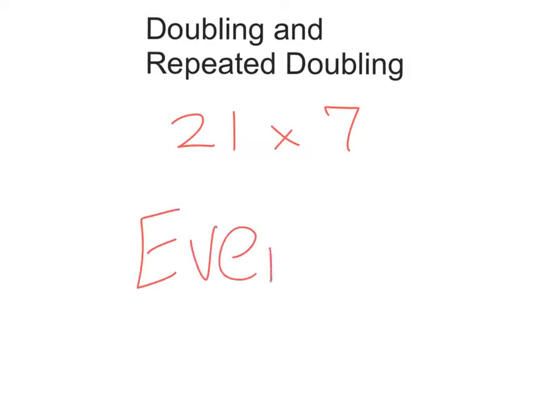As a last example, let's try this one. 3 times 9. Well, you can't cut 3 in half because it's an odd number. And you can't cut the 9 in half because it's an odd number. So the doubling and repeated doubling strategy does not work for this equation. It also wouldn't work if you had a number like 21 times 7 because they're both odd numbers. And you could only do it if you have an even number.